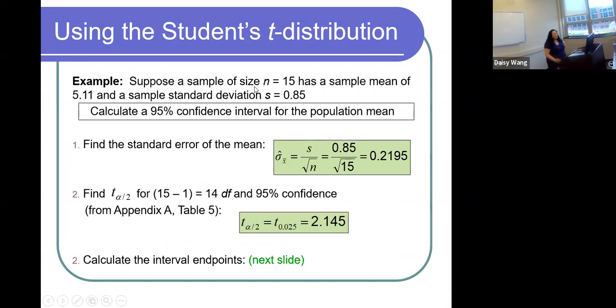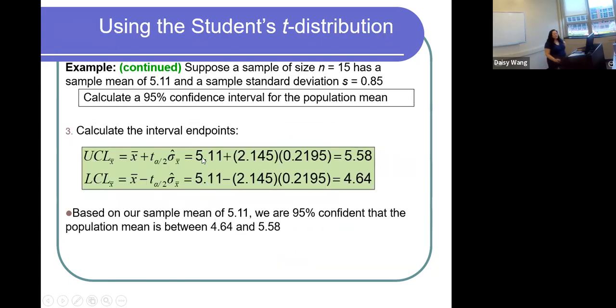So for the sample size equal to 15, the sample mean is 5.11, and the sample standard deviation is 0.85. For the 95% confidence interval, each tail is 2.5%. So we look at the t distribution table. This is 0.025, and the degrees of freedom is 14. So the t-score is 2.145.